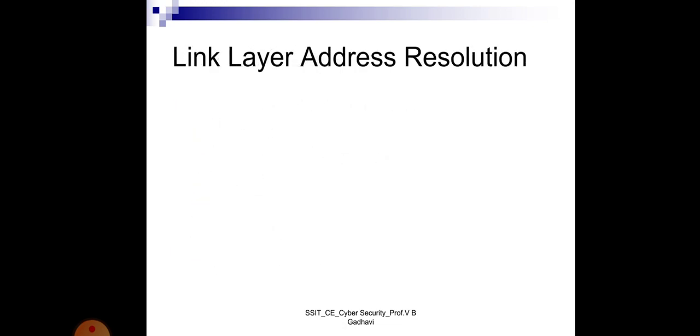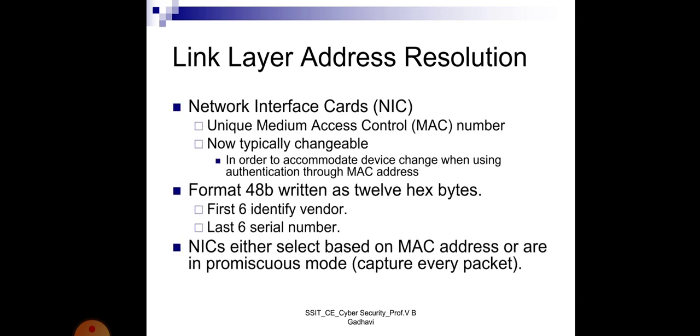Link layer address resolution. The network interface card has a unique media access control number, now typically changeable in order to accommodate device change when using authentication, the MAC address. The format for it is written as 12 hex bytes. The first 6 are used to identify a vendor, the last 6 for the serial number.